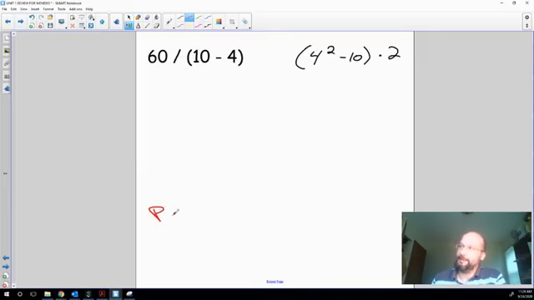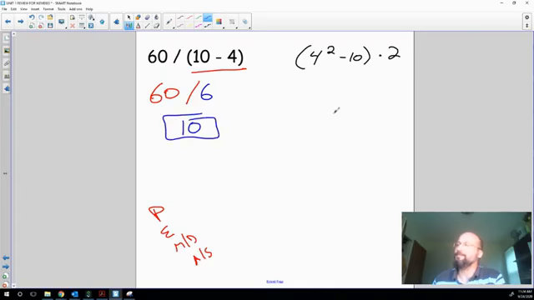Remember, I'm going to write it again, just so we get used to thinking of it. So we have parentheses and a division. So we have to do that parentheses first. So our 60 divided just comes down. And then 10 minus 4 is 6. And now we do the division. 60 divided by 6 is 10. And this is our answer.